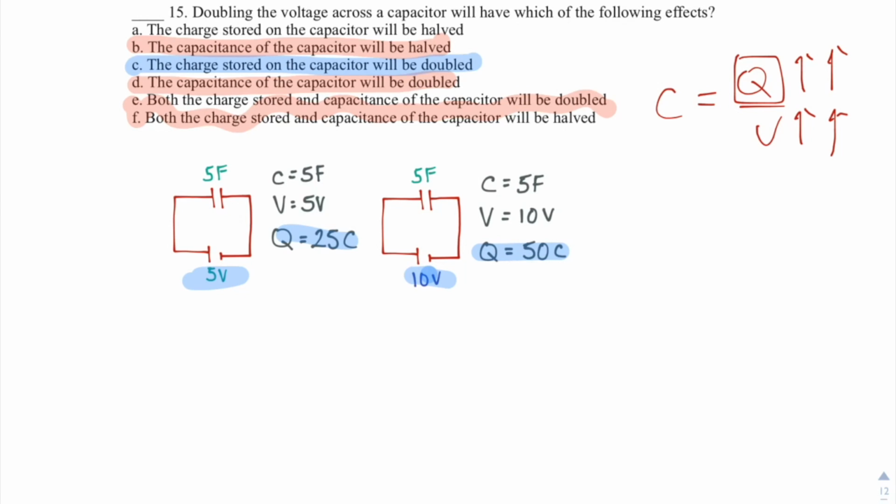So hopefully that made sense, guys. Know that capacitors can be tricky, but once you have determined that the properties of a capacitor are the only thing that can change its capacitance, then I think it makes a little more sense.